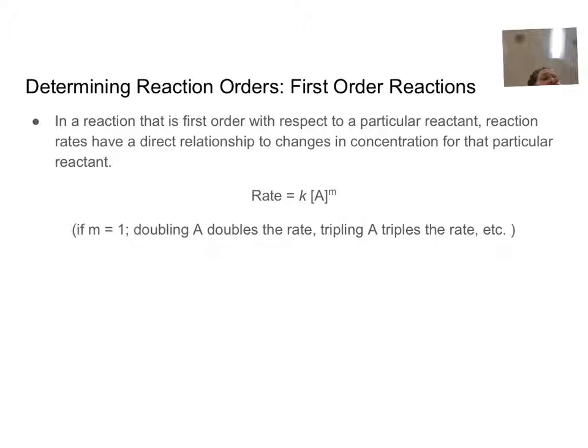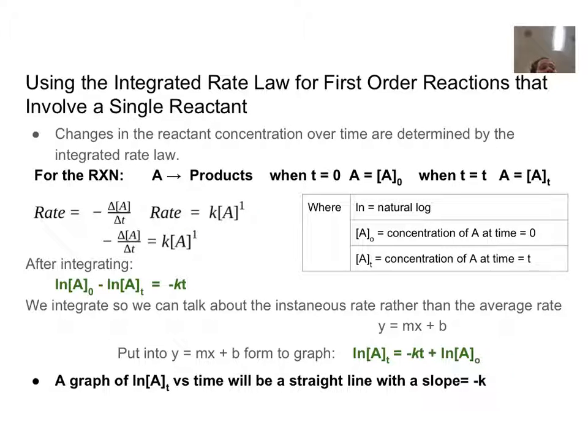First order reactions tend to have a rate law that has the m, or the exponent, being a value of 1. And one of the things that we learned is if we double the concentration of the reactant, we double the rate. If we triple the concentration of the reactant, we triple the rate. Again, looking at reactant A going to products, this will be the initial time and the initial concentration. And again, time t would be the end of the reaction, or whenever we stop taking data.